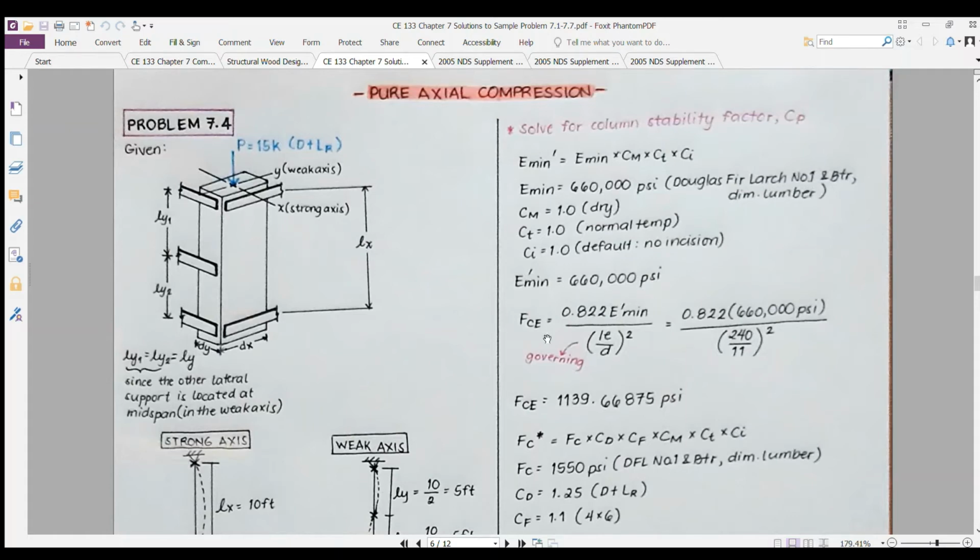Now we need to determine the Euler buckling stress. From the equation, 0.822 E prime mean over the governing slenderness ratio quantity squared, we have a value of the Euler buckling stress of 1139.66875 psi.